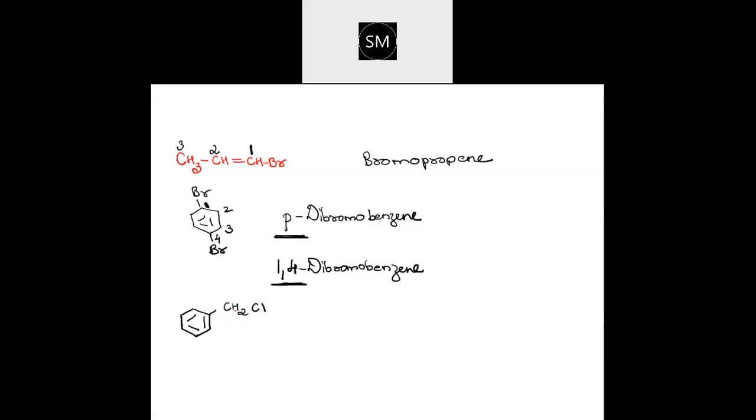So don't go on counting the number of carbon atoms. That's not the correct way. If you see here, see this properly. You are having chlorine attached to CH2 group. And then that CH2 group is having one benzene group. So now see here, when you are naming these kinds of compounds, it is not a continuous carbon chain.